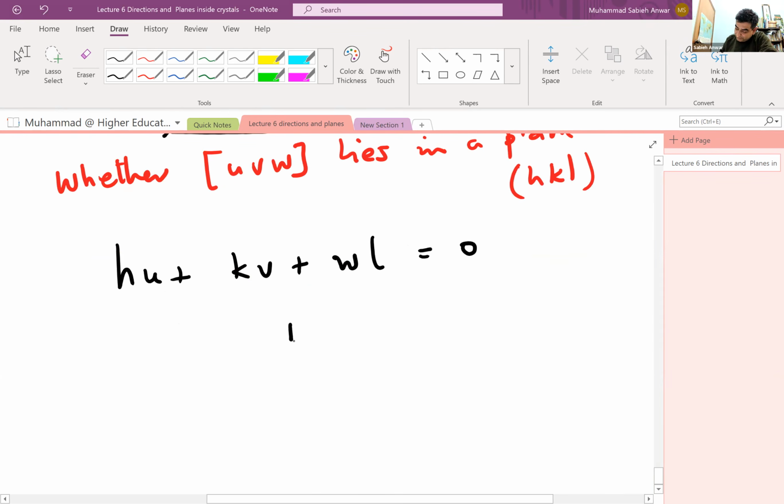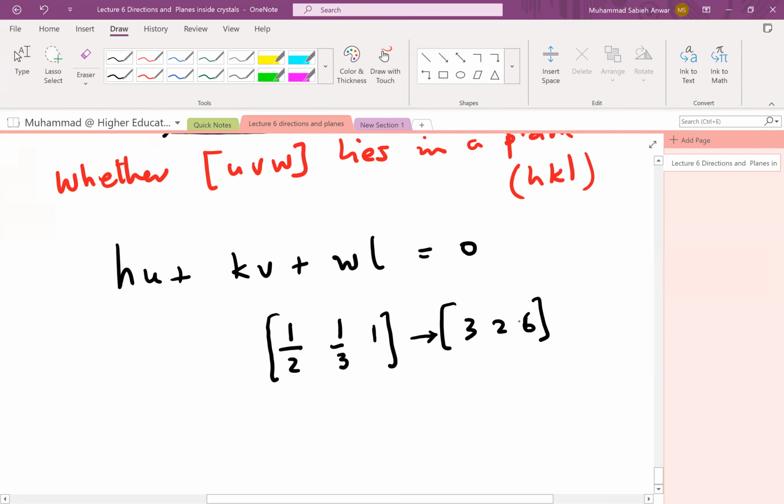So if it's not an integer, if it's a fraction, suppose it is like 1 by 2, 1 by 3, 1. What you would like to do is make these integers. So this would become 3, 2, 1, so you multiply by 6, sorry, which gives the direction 3 2 6. So you rationalize and make this into integers.